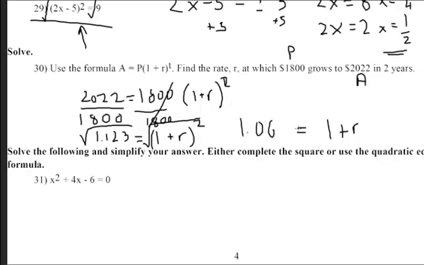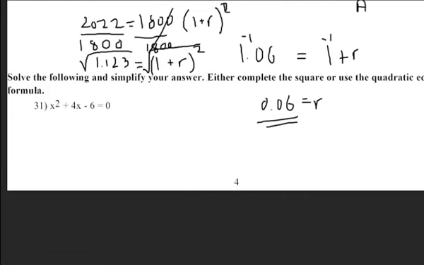1.06. You still have to take away the 1. Take away the 1. Well, can you see that's just 0.06? 0.06 equals the rate. But don't forget that is 6%, and that's what you're looking for. 6% is the answer, okay? Right, last one on this page. Let's go down here.